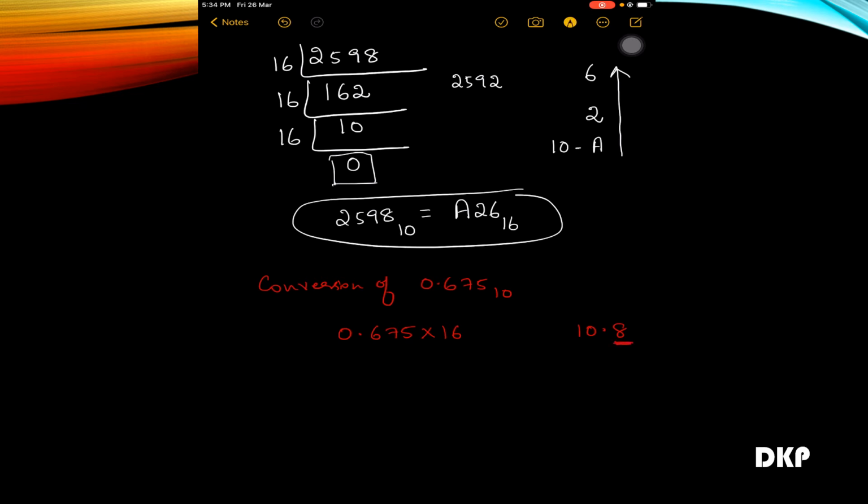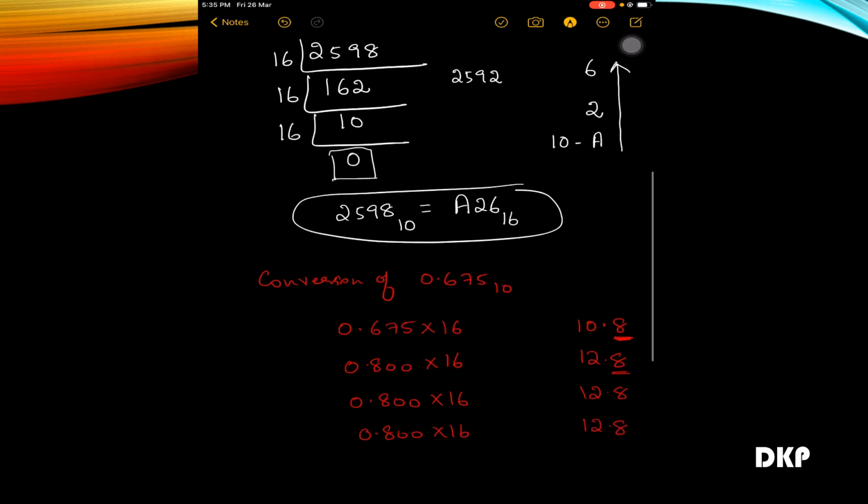Use this fractional part in the next step and multiply that with 16. Multiply the fractional part with 16, you will get 12.8. Again, you repeat the same. Take the fractional part, multiply with 16, you will get 12.8. Again, fractional part with 16. So this will get repeated, 12.8.